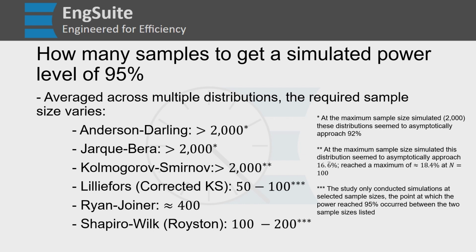And then the Shapiro-Wilk Royston, similar to the Lilliefors, converges on that 95% between two different sample sizes checked. That's between 100 and 200. So again, these two just really outshine everything else in this entire study. Definitely the most sensitive tests and highly recommended as your first line of defense.